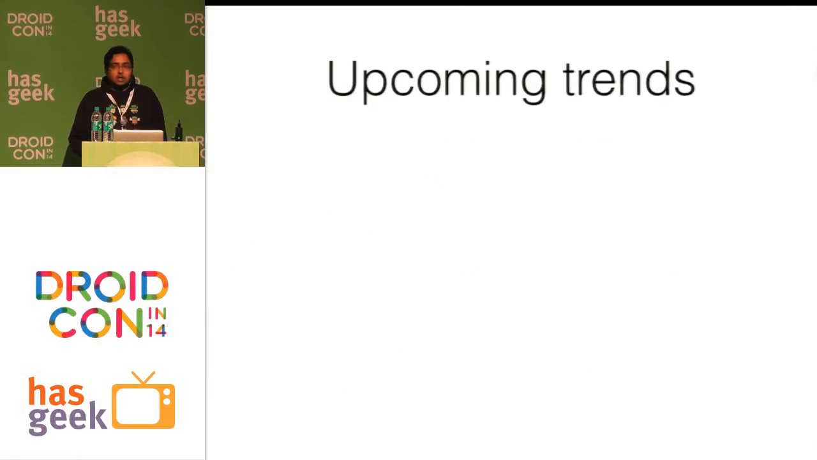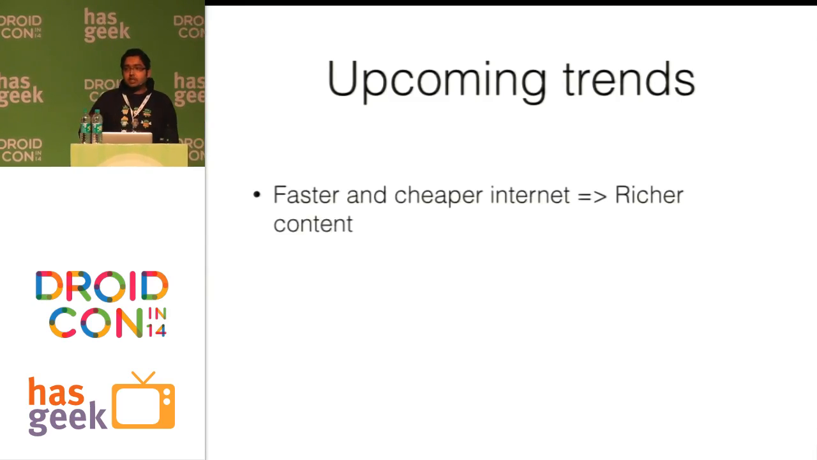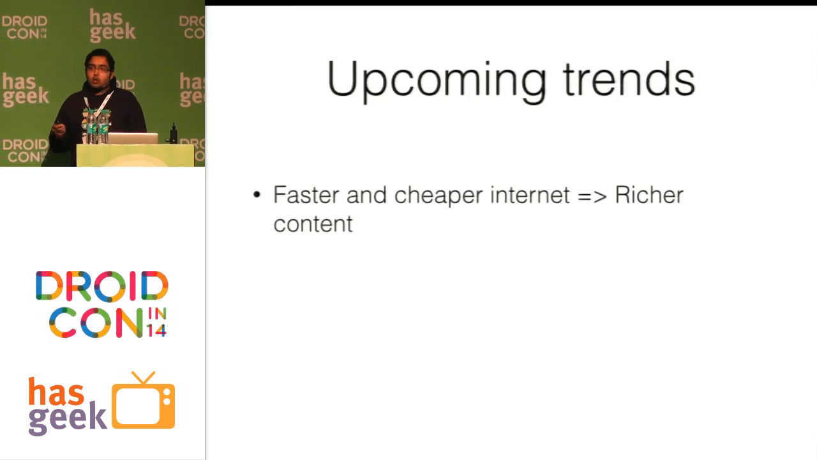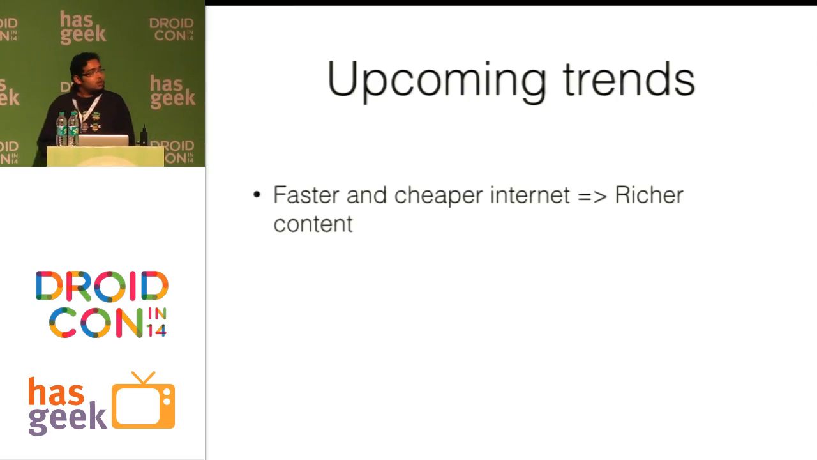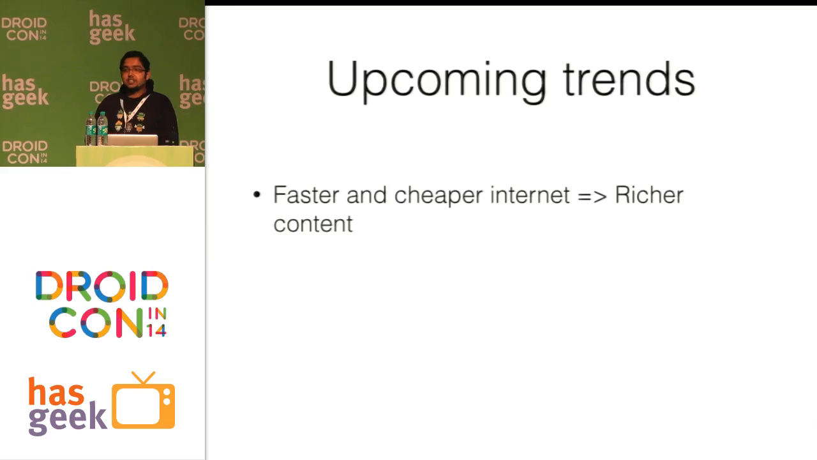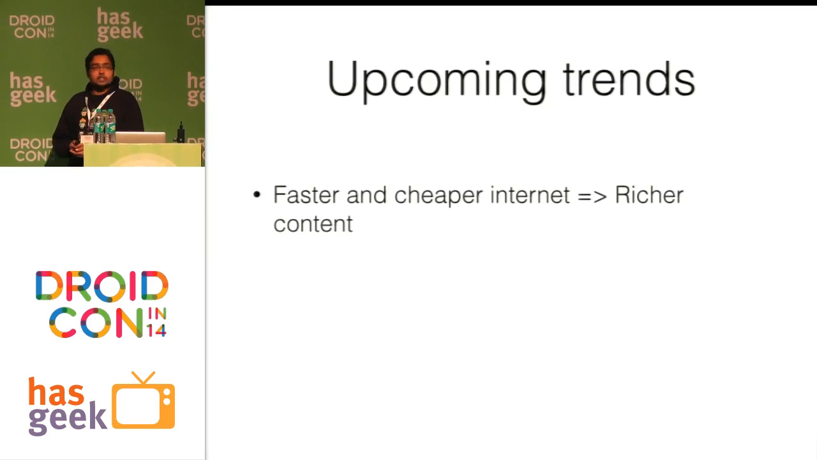If you look at the current trends in the mobile space, we are getting faster and cheaper internet plans. They are becoming more ubiquitous. And with this, what does it enable us as app developers to do? It lets us deliver richer content and a much better user experience to users. So when it comes to most apps, what is the best way to enrich your content?